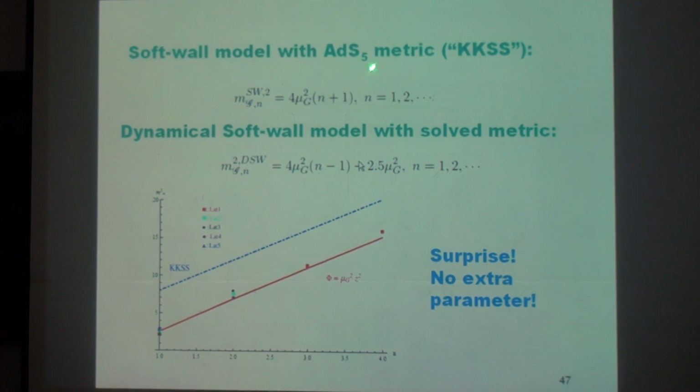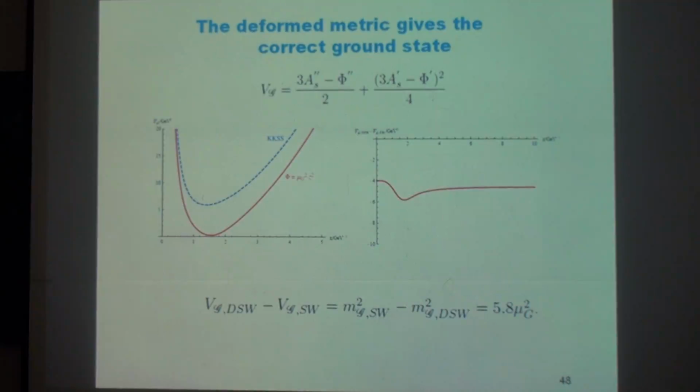And comparing with the KKSS model, this back reaction gives you the correct background of this system. So I think this is a surprise, though I don't know some deep reason for that. And well, I may skip this kind of analysis.